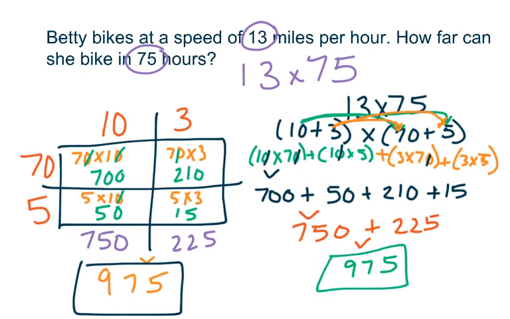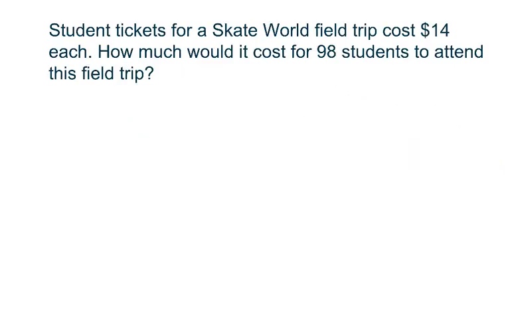And so my question is asking me how far can she bike? She can bike 975 miles in 75 hours. All right. And we have one last problem to look at, so go ahead and solve this last problem for me. Student tickets for Skate World field trip cost $14 each. How much would it cost for 98 students to attend this field trip?